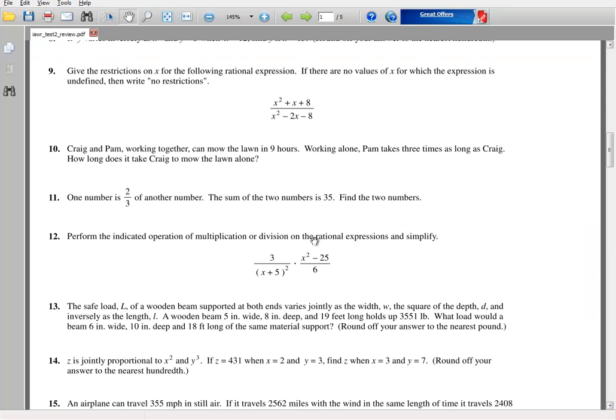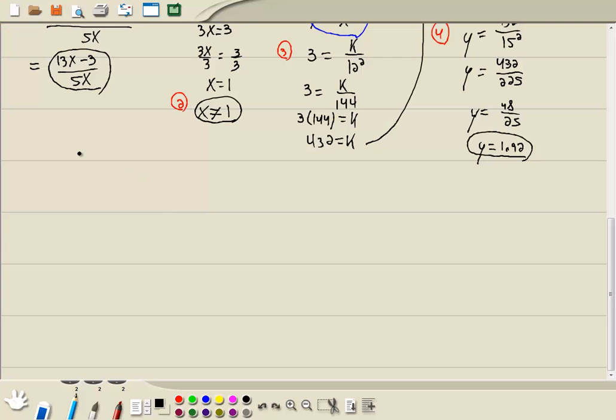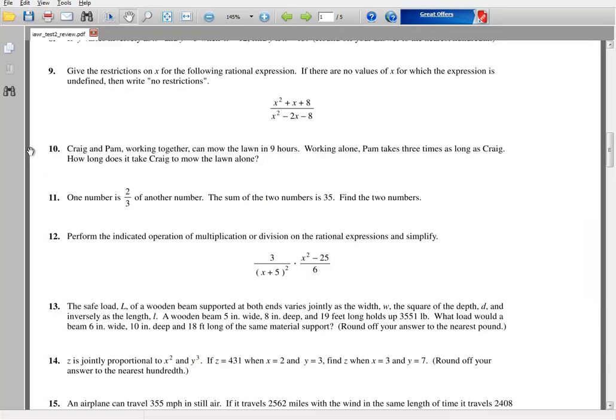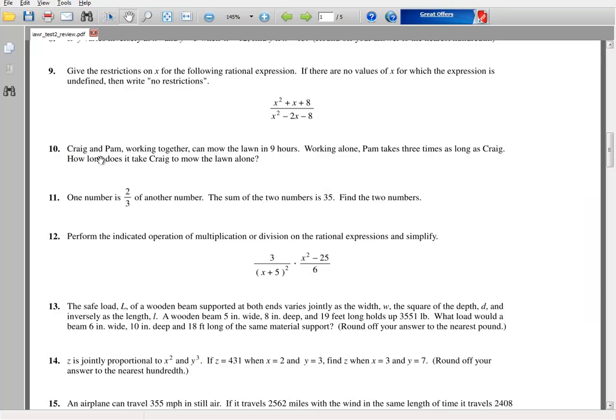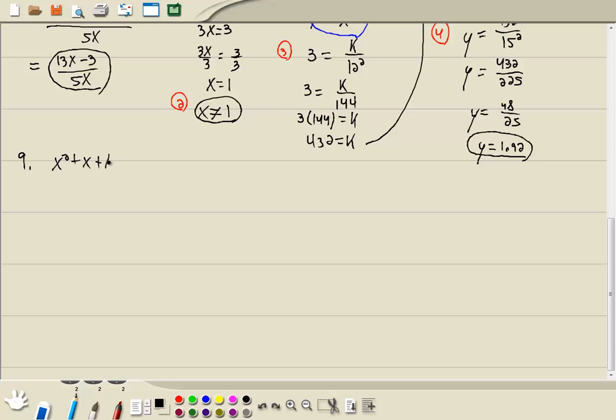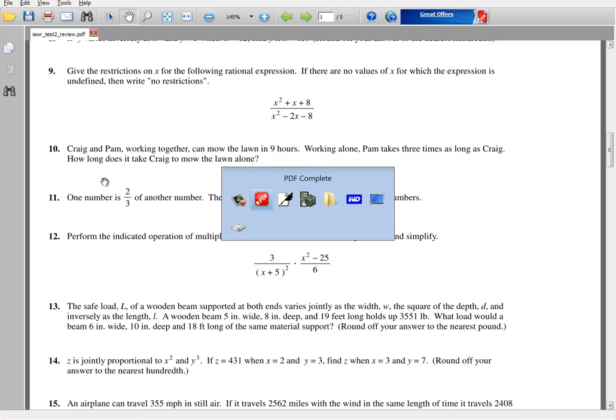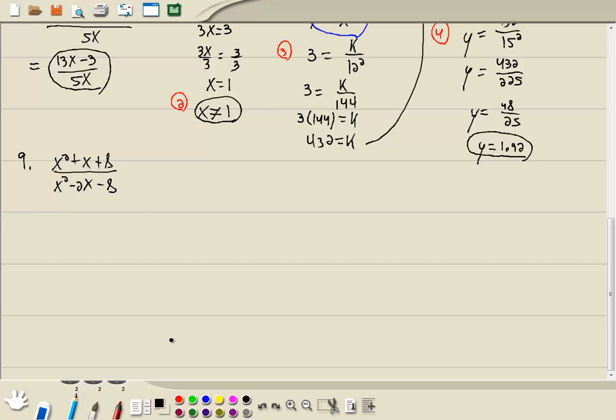Okay, number 9. It says, give the restrictions on x to the following rational expression. If there are no values of x for which expression is undefined, then write no restrictions. So we got x squared plus x plus 8 over x squared minus 2x minus 8. Now remember, to define the restrictions means find a domain, so we'll go through our 2 steps. First step is to set the denominator equal to 0 and solve it.